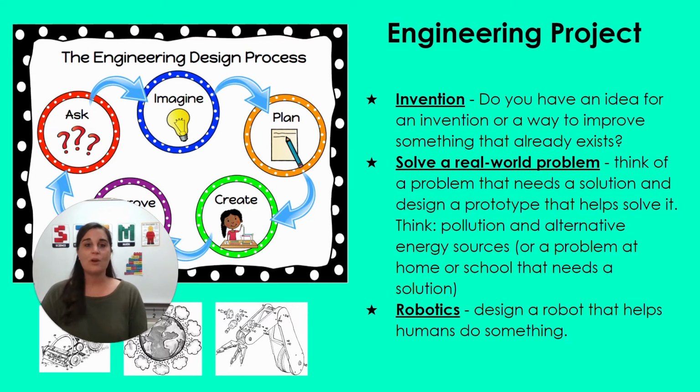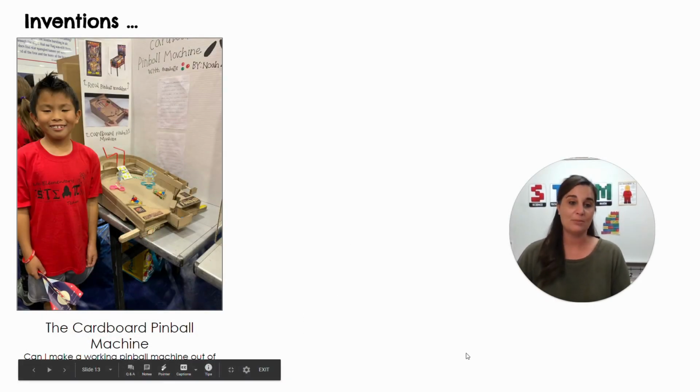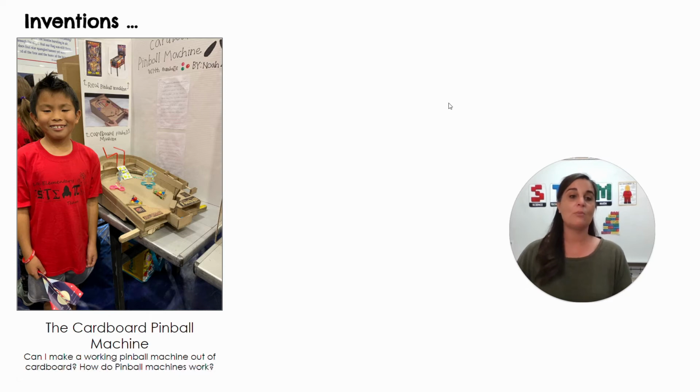For an engineering project, you're going to use the engineering design process, which we will talk about in the next video. Some examples of what you can make in an engineering project are inventions, to solve a real-world problem, or robotics. Let's dive a bit deeper on what some examples of those are. This kid made a cardboard pinball machine. The problem he wanted to solve was, can I make a working pinball machine out of cardboard? And how do pinball machines work?